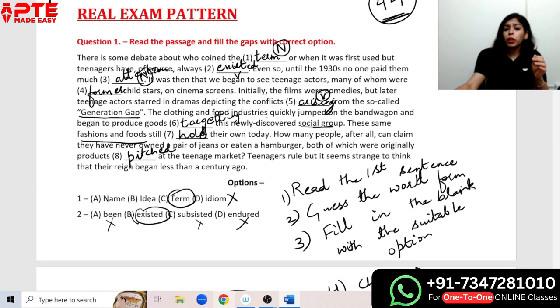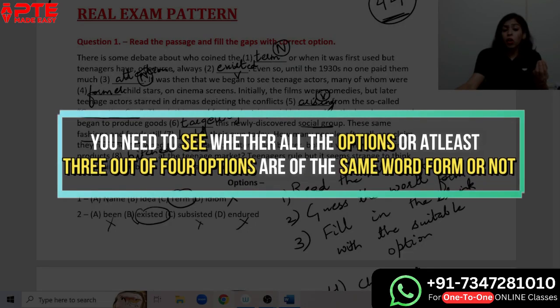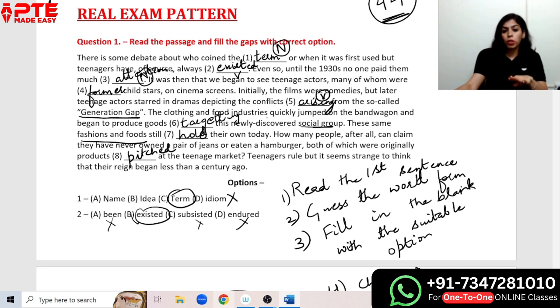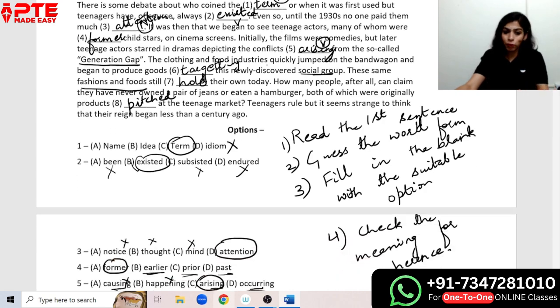Every single blank is going to have a particular word form, be it a noun, verb, adjective, adverb. You need to see whether all the options or at least 3 out of 4 options are of the same word form or not. If 3 out of 4 options are of the same word form, the question is genuine. The task is as per the exam pattern. So please take care of this.